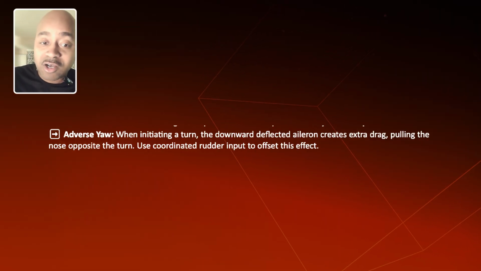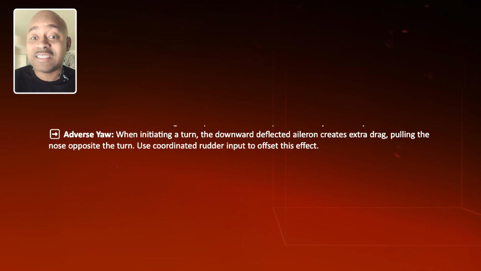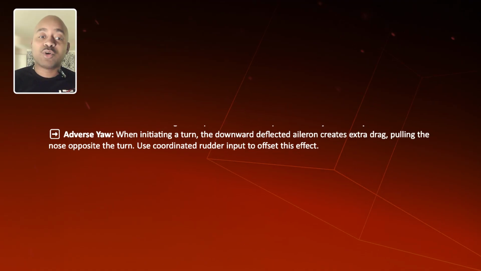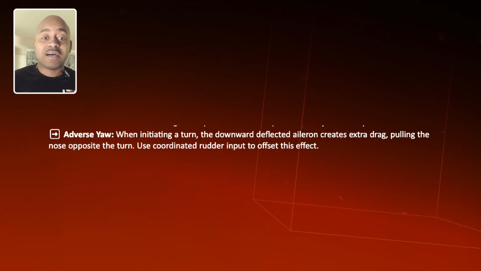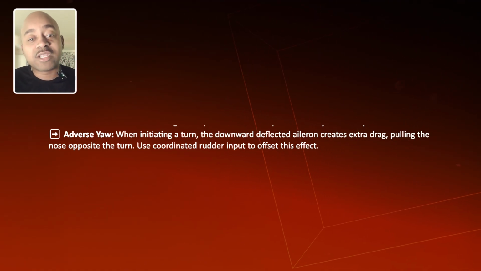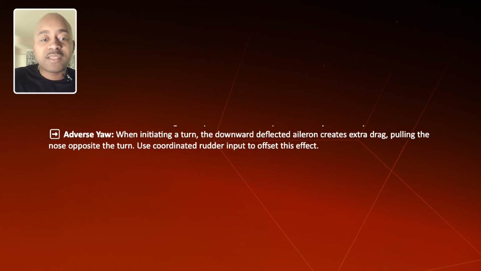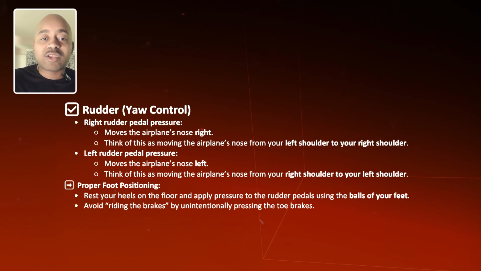So adverse yaw. When initiating a turn, the downward deflected aileron creates excess drag, which pulls the nose in the opposite direction of the turn. And so you've got to use coordinated rudder input to offset this effect. So remember that.